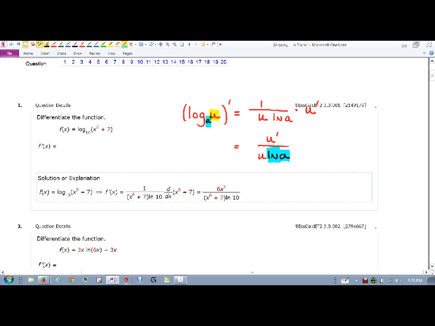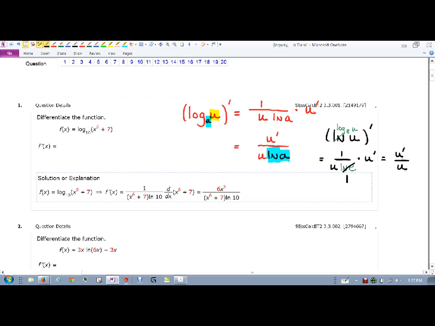Also, keep in mind that if we have a very special case where we have natural log of u, the derivative of that is 1 over u. The base of the natural log is actually e, so that's really log base e of u. So using the formula I just gave you, that would be 1 over u natural log e, and then times the derivative of u. But natural log of e is 1, and therefore you just get u prime over u. So that's the special case where we are trying to take the derivative of natural log.